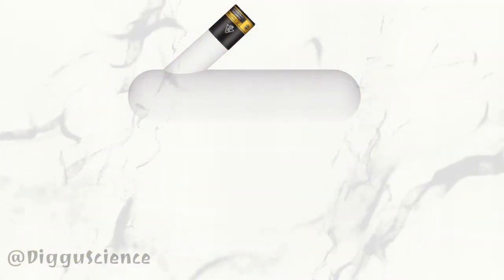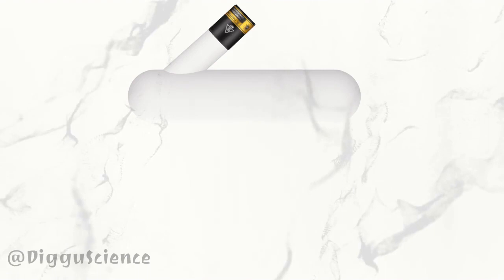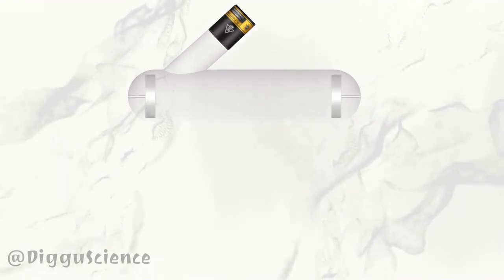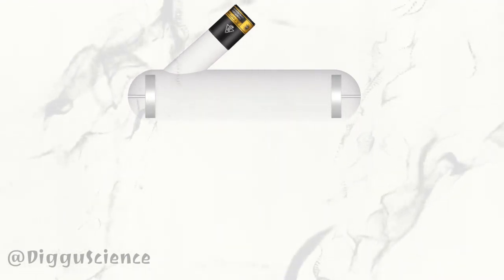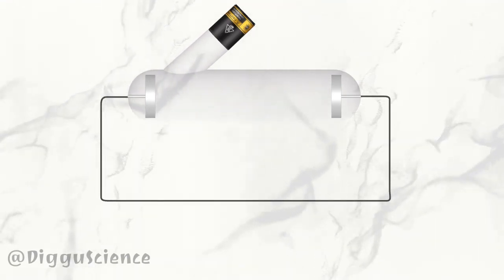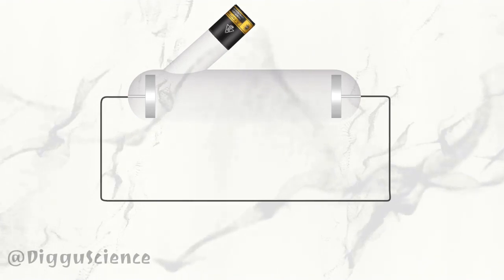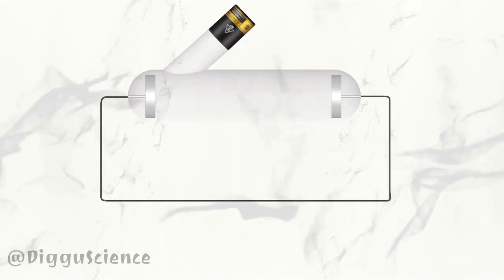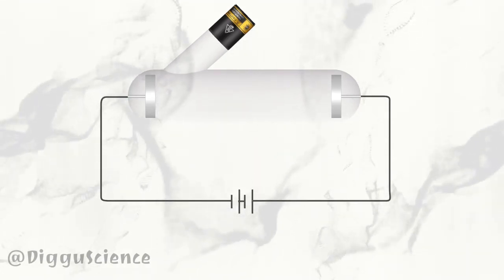Here is a vacuum tube. At both ends of this tube are metal plates. The two plates are connected by cables. Next, attach a DC voltage source to this circuit.